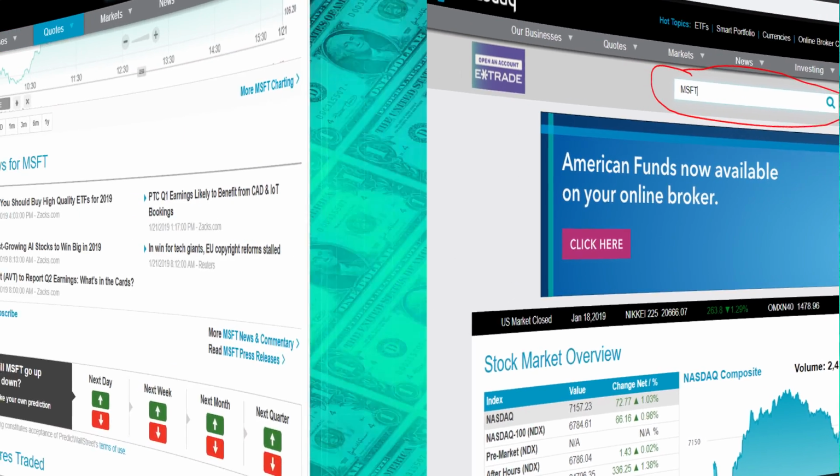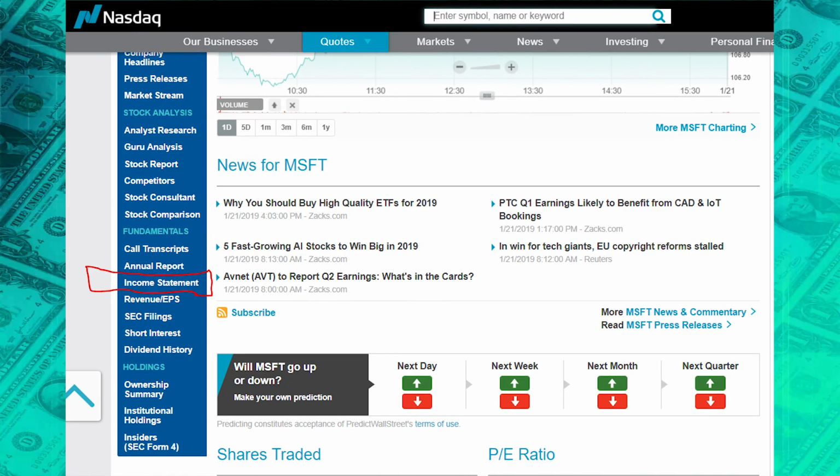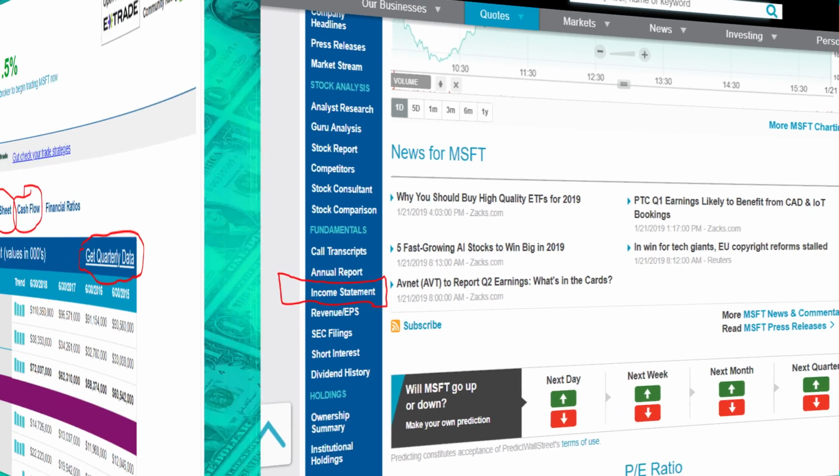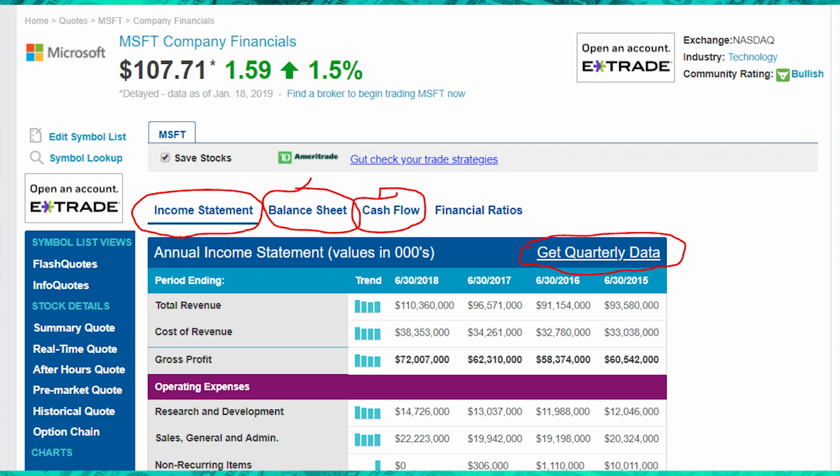Now, once you are on the stocks page, you're going to want to scroll down and look at the guide on the left bottom hand side and click on income statement. And so then you get to this page here, and this is where you can click on any of the 3 primary financial statements. But for today's video, we'll just be looking at the balance sheet. So go ahead and click on the balance sheet tab.